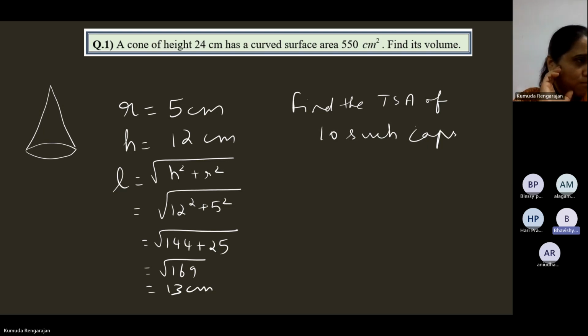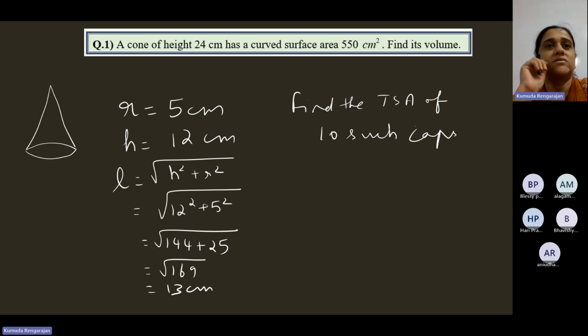Next, TSA is equal to pi R into L plus R. We'll have to substitute the values. Then after that we should cancel and we will get the final value. We got the final answer. With that we should multiply by 10, ma'am, and that will be the area of all the 10 caps. Correct?